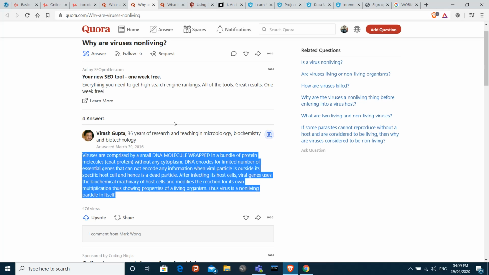After infecting its host cell, viral genes use the biochemical machinery of the host cell and modify the reactions for its own multiplication. It is very similar to a virus inside a computer, that a virus without any computer is nothing. When the virus comes inside the computer, it uses the computer's functionality to grow itself, to cause problems inside the computer by the help of the computer. I hope I'm making myself clear.